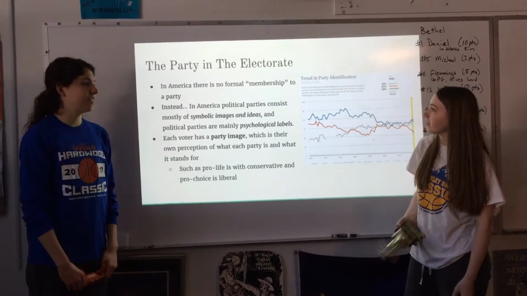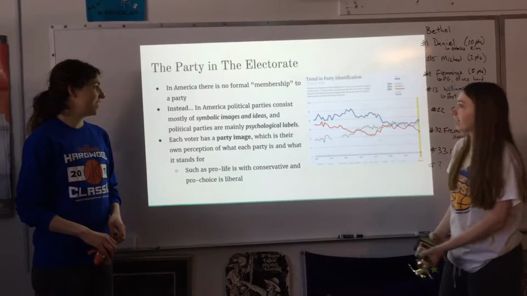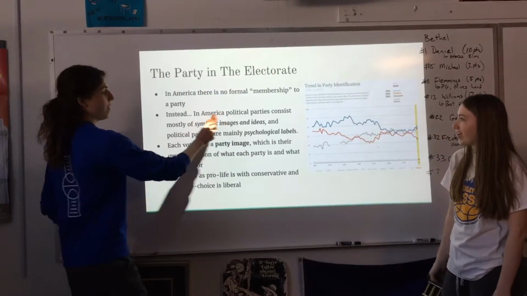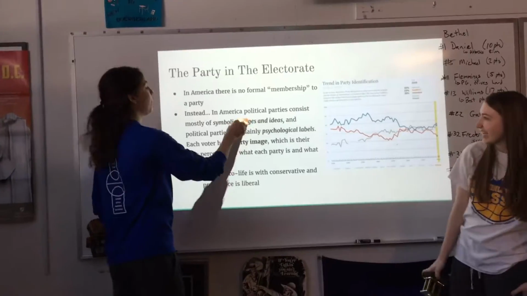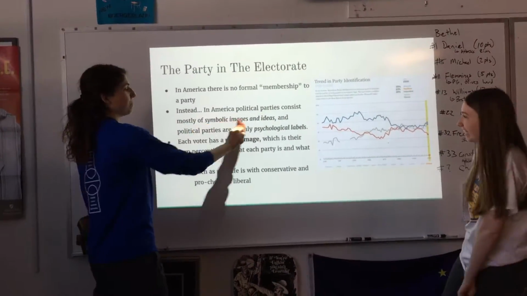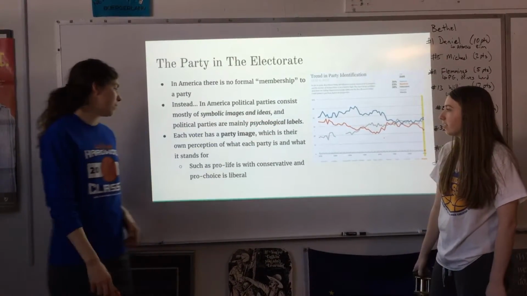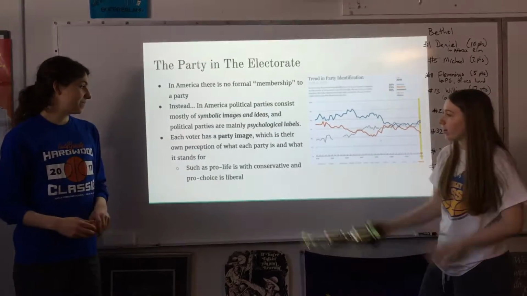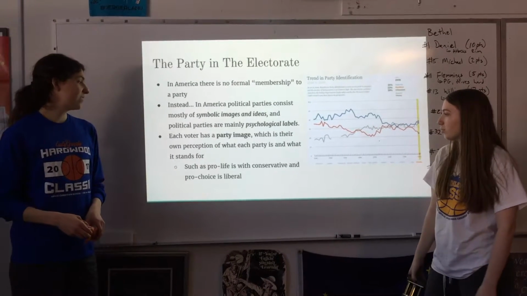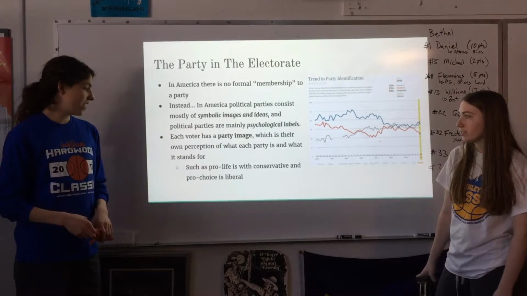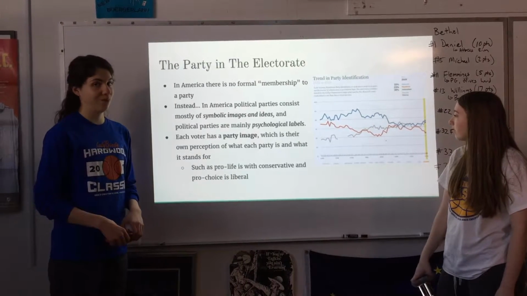The party in the electorate. In America, there is no formal membership to a party. Instead, American political parties consist mostly of symbolic images and ideas, and are mainly psychological labels. Each voter has a party image, which is their own perception of what each party is and what it stands for, such as pro-life with conservative and pro-choice with liberal.